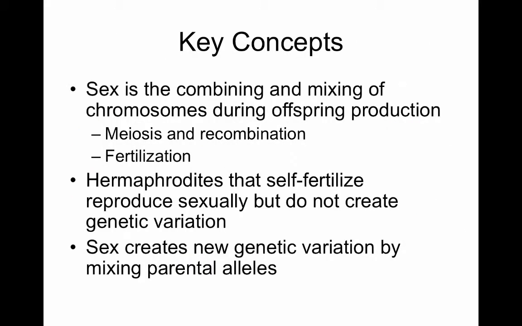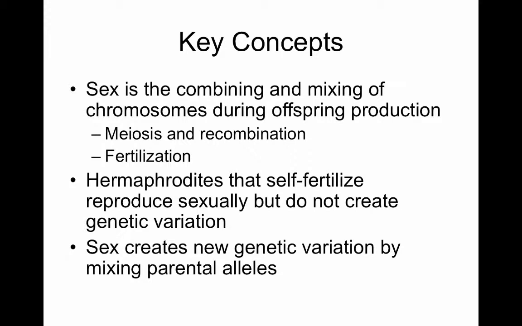So sex is important for combining and mixing chromosomes during offspring reproduction. It allows recombination during meiosis. And I'm not covering linkage this semester in evolution, but it's important to understand this. It's an MCAT topic, it's a GRE topic. Hermaphroditic species or lineages that self-fertilize but reproduce sexually do not create genetic variation. So some organisms like dandelions look like they have working flowers, but in fact they're reproducing parthenogenically.